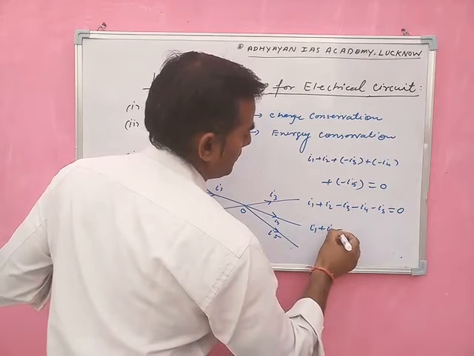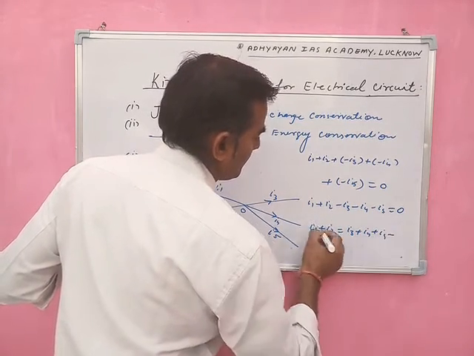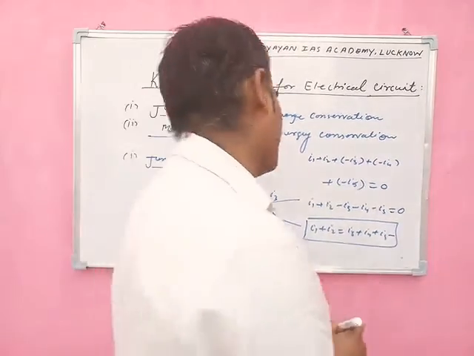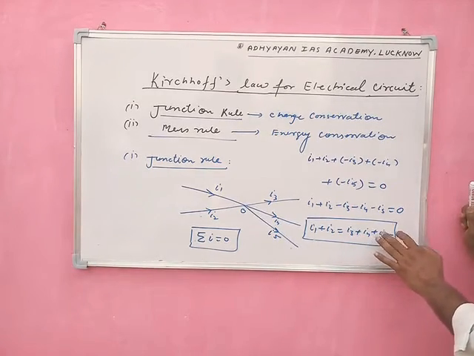So you see here the equation: I1 plus I2 is equal to I3 plus I4 plus I5.